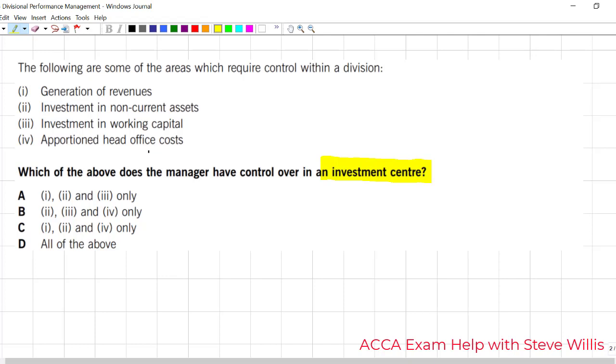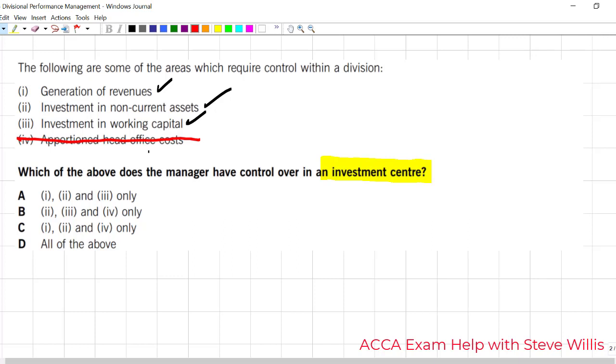Should we invest in a new delivery truck, a new fleet of delivery trucks to increase our market share, for example? So, generation of revenues. Yes. Investment in non-current assets. Absolutely. Investment in working capital. Yes. Apportioned head office costs. No. This is the head office recharge.